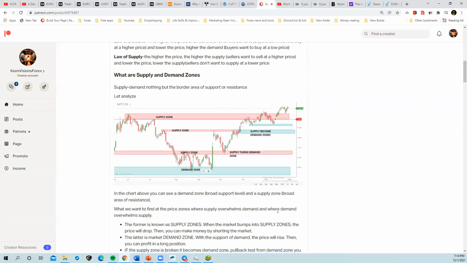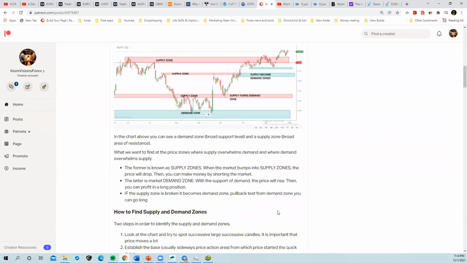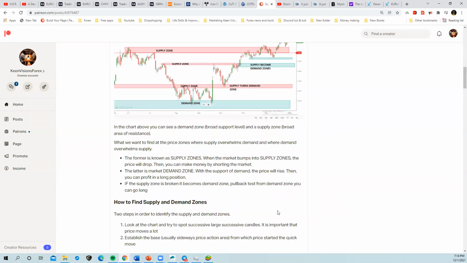Now in this chart above, you'll see the demand zone, supply zone. What we want to find at these price zones is where supply overwhelms demand and where demand overwhelms supply. The former is known as supply zones. When the market bumps into supply zones, the price will drop. Then you can make money by shorting the market.